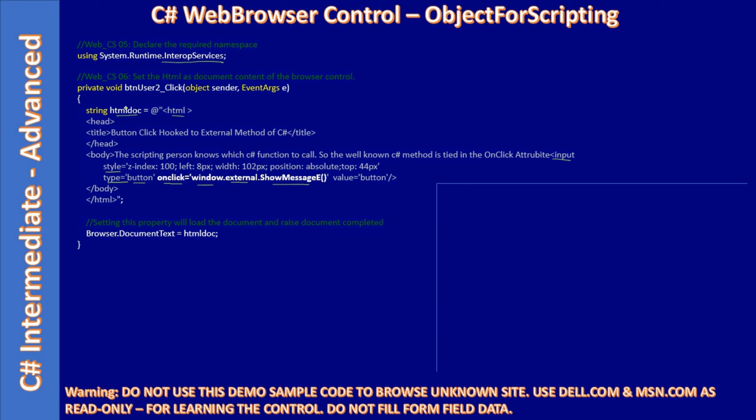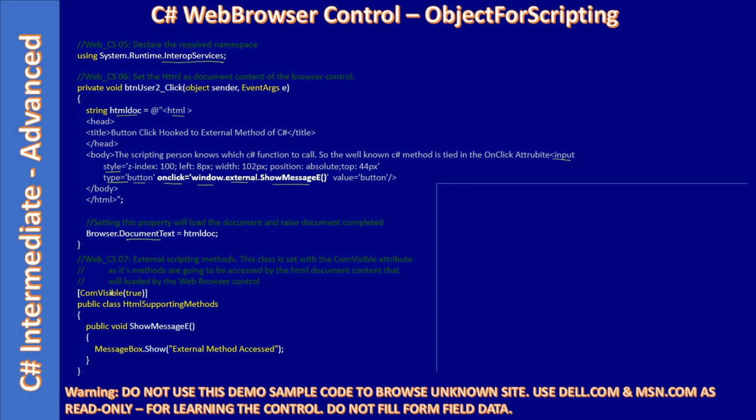Next, we assign this HTML document to the document text. By this time, when the document is rendered in the web browser, the web browser control knows that it loaded this HTML document, and when the specific input button is clicked, it should call the COM method ShowMessageE. Now the COM class is simple.